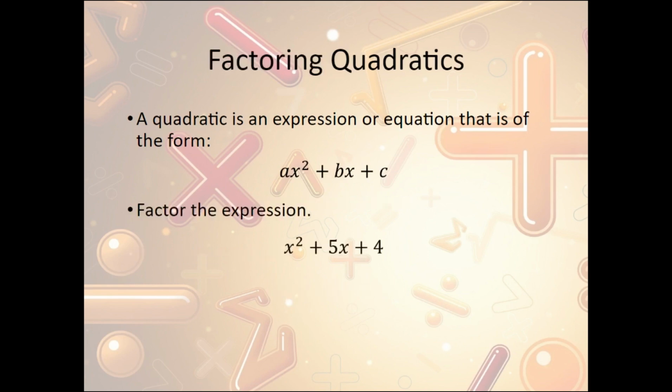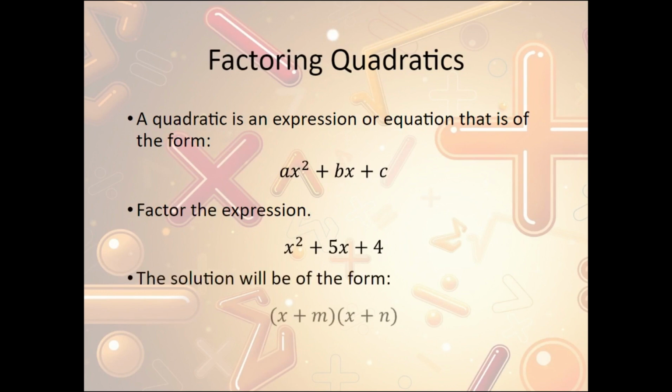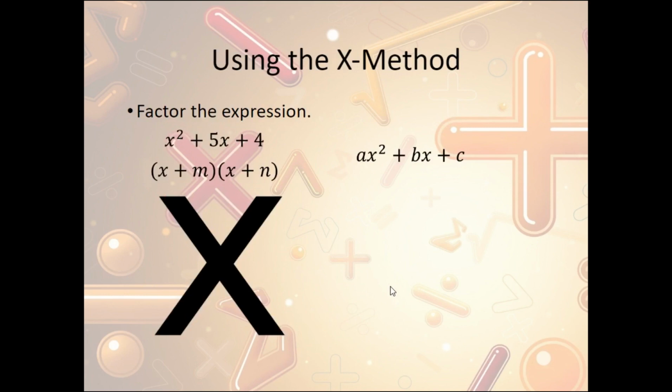So if I asked you to factor this quadratic, x squared plus 5x plus 4, the solution is going to be of this form: (x plus m)(x plus n), and m and n will be some numbers. So we need to figure out what numbers need to go in these two spots. And the way we do it is by using the X method. So we're looking at the same question, and here's what we do.